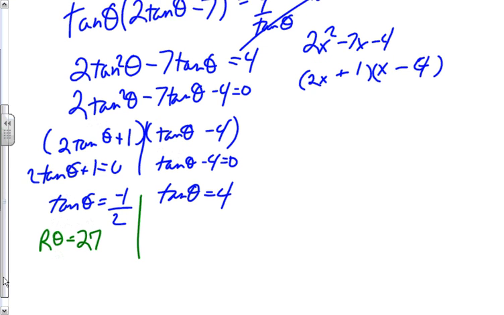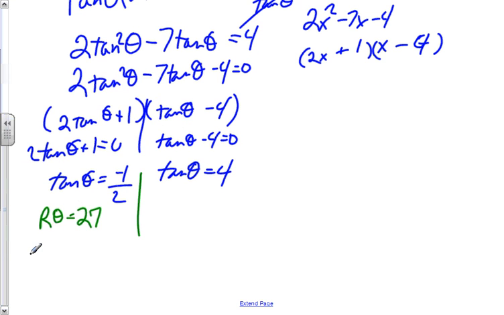Alright, well, tangent is negative here. What quadrants are they negative? Quadrant number 2, because sine is positive in the second. Tangent's positive in the third, but we want negative, and Q4 here. So in Q2, it's 180 minus 27, which is going to be 153. And in Q4, it's 360 minus 27, which is going to be 333. And I have my first two angles there.